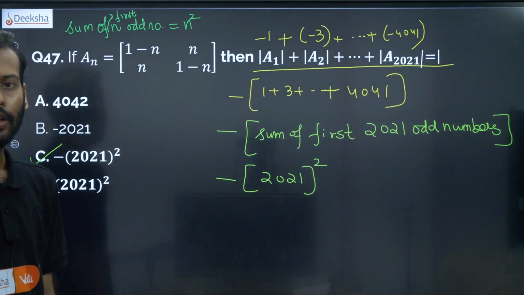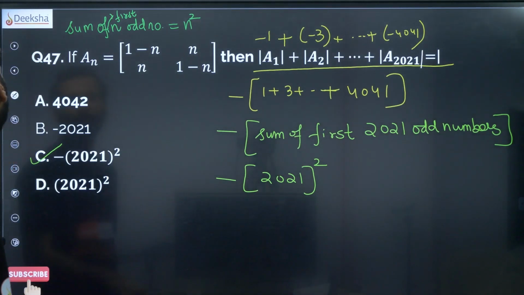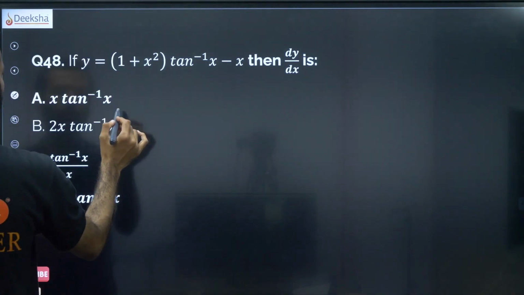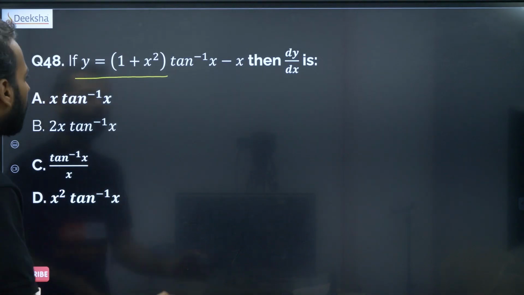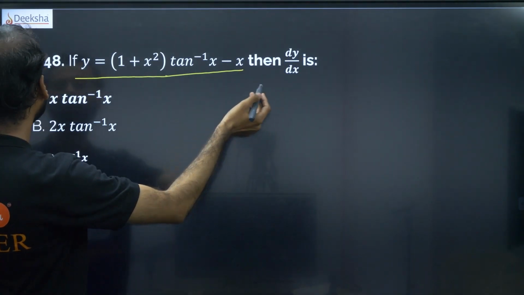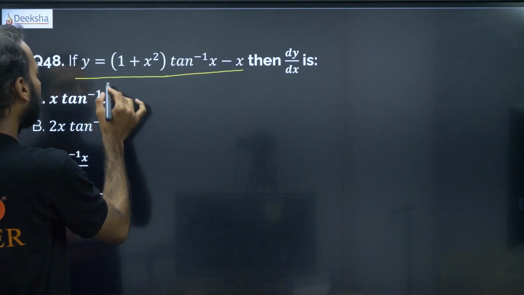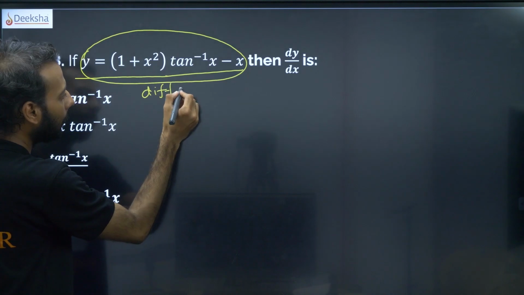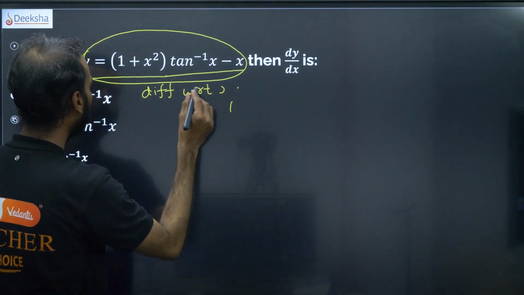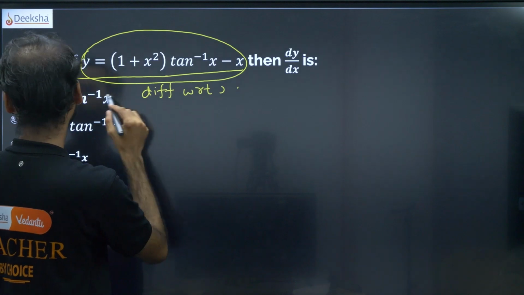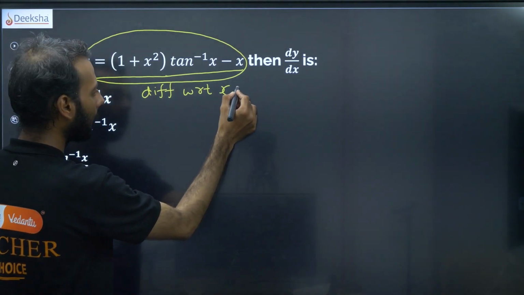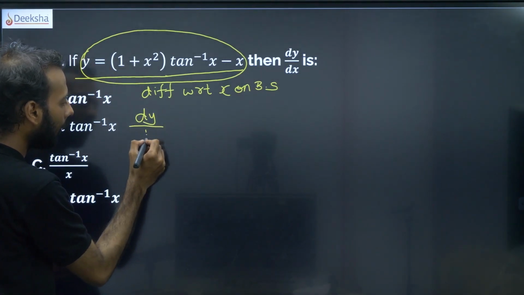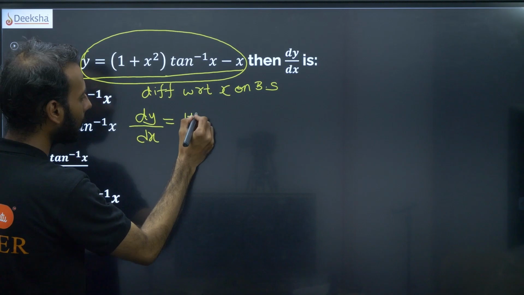If you have not understood anything, just comment, and I will reply in the comments. Moving on to the next question. Y is equal to this; they have given this function, tan inverse x minus x. Then they are asking to find dy by dx. So for this function, differentiate with respect to x on both sides. So you will get dy by dx is equal to 1 plus x square.